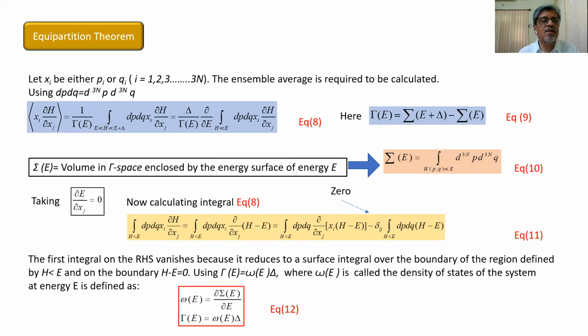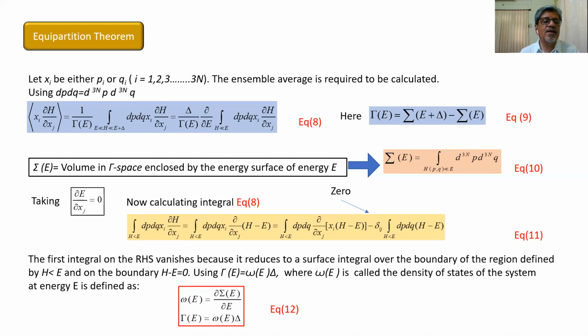Now we use that dp dq is d3N p, d3N q. So in shorthand, we write dp dq. So the ensemble average is represented as xi del H by del xj, and that is represented as equation number 8. So it is 1 upon Gamma(E) integral, the limit is E less than H less than E plus delta, dp dq xi del H by del xj, and that can be represented in terms of delta divided by Gamma(E), del by del E, integral H less than E, dp dq xi del H by del xj, and that is represented as equation number 8. And here Gamma is equal to Sigma(E plus delta) minus Sigma(E), and that is represented by equation number 9.